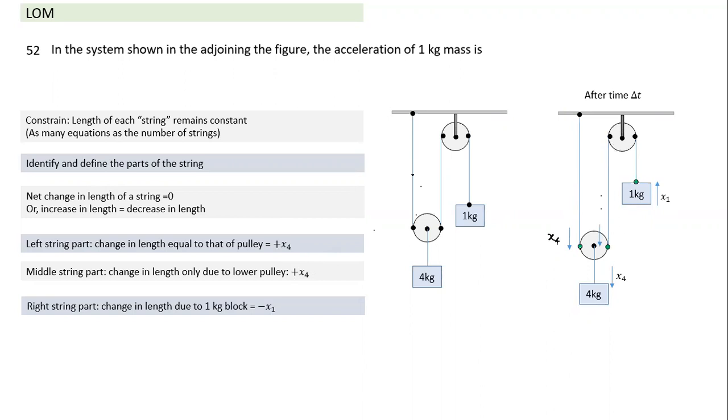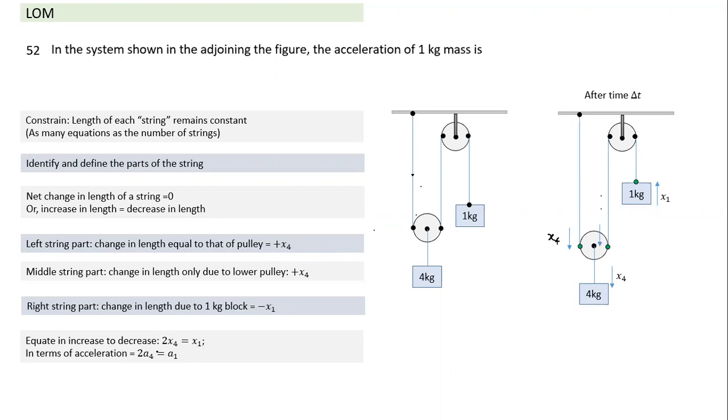We have ignored the other two parts, but the part which is wrapped around the pulley, that length will remain the same. We ignore those parts and take only the straight parts of the string. So these are the changes. The net change, if I add all three together, should come to 0, or twice the displacement of the 4 kg block should be equal to the displacement of the 1 kg block. That's what the equation comes to. Twice the displacement of the 4 kg block is equal to the displacement of the 1 kg block.